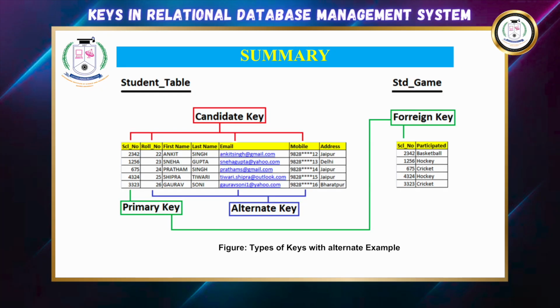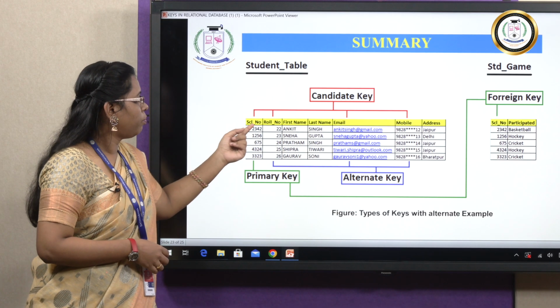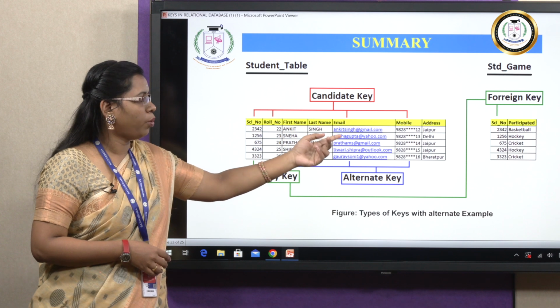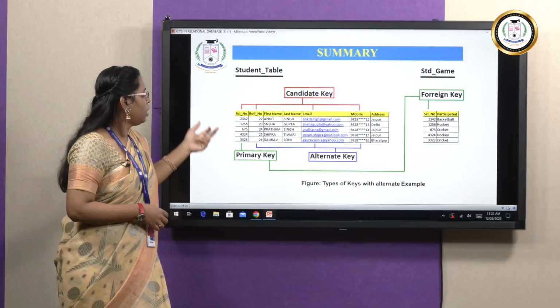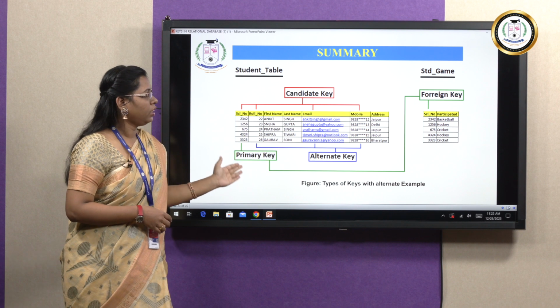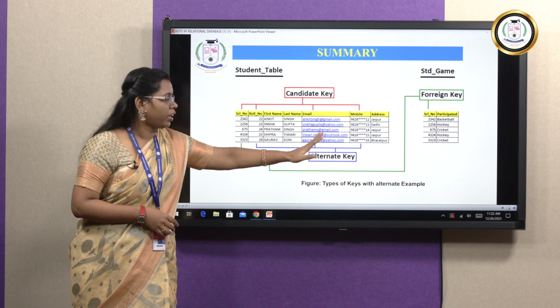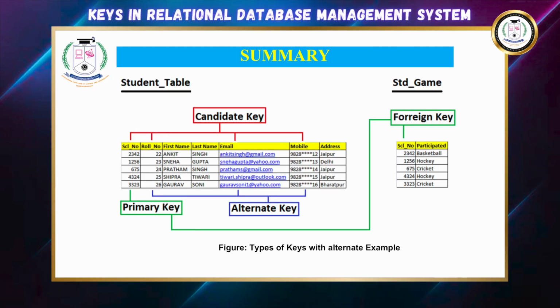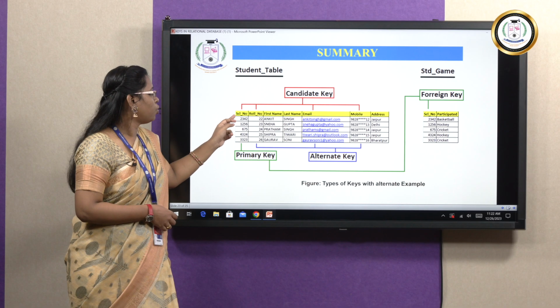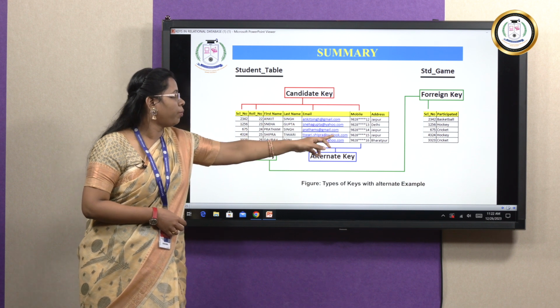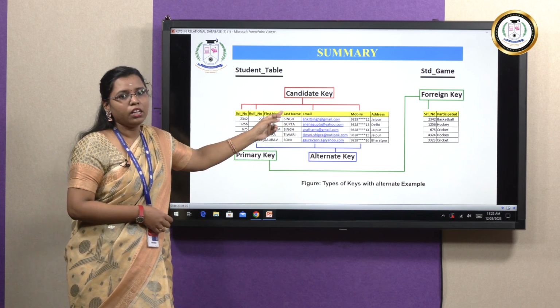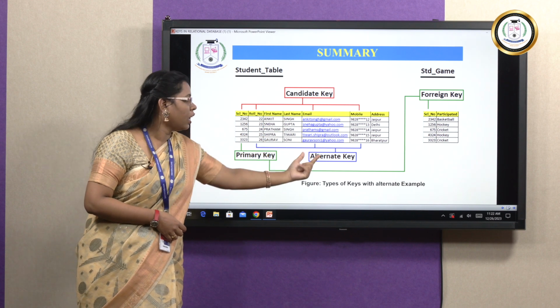Here it shows the student table and the student game table. In the student table, school number, roll number, first name, last name, email, mobile, address are the attributes, and 5 records are inserted. In the student game table, school number and participate are the attributes, and 5 records are inserted. Here the primary key is the school number, and candidate keys, which means more than one key, are school number, roll number, email and mobile. Others are called alternate keys.